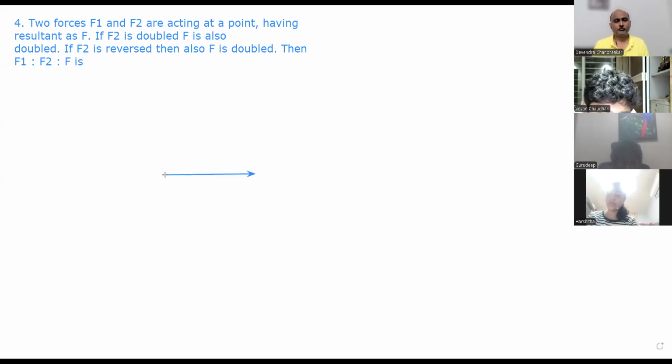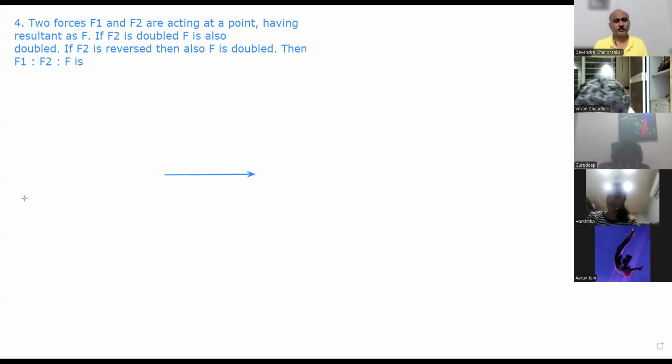So two forces F1 and F2 are acting at a point having resultant as F. So we have these two forces. Just pay attention. F1 and F2 are acting at a point. So we have these two forces.